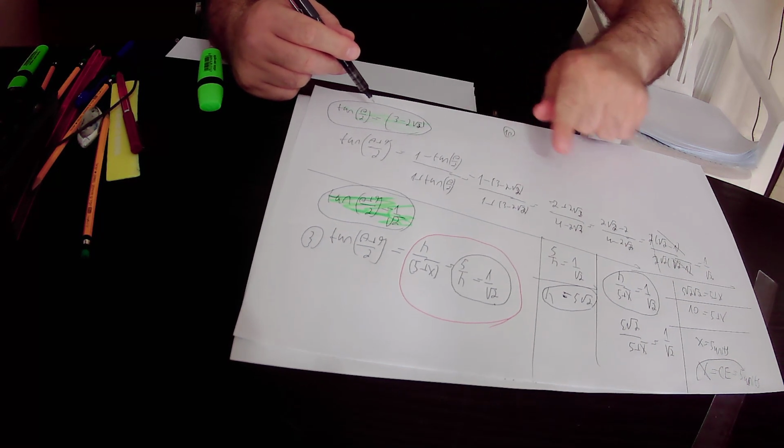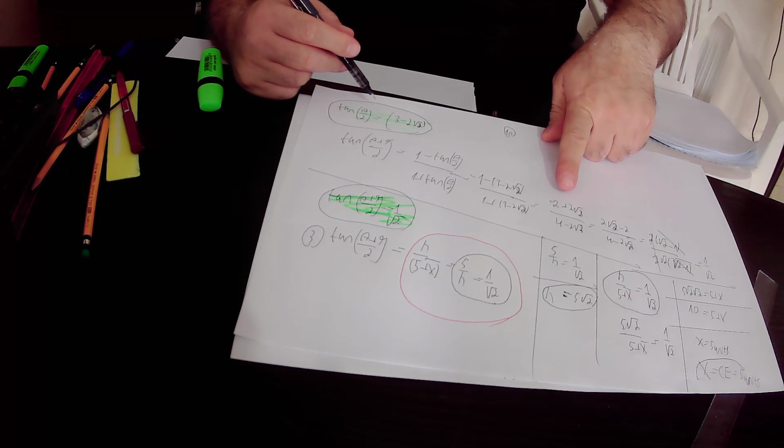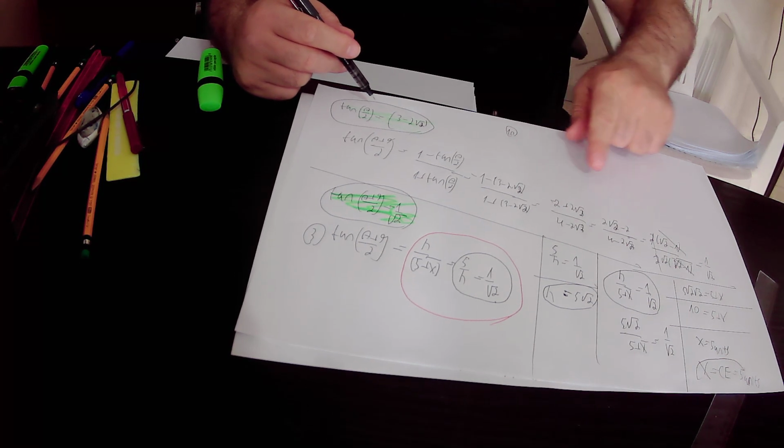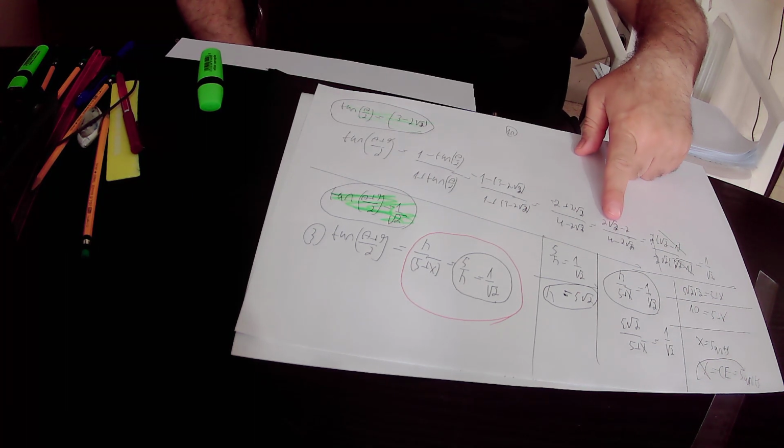Here 1 minus 3 is minus 2. So in the numerator we have minus 2 plus 2 times root of 2. In the denominator we have 1 plus 3 is 4, so it is 4 minus 2 times root of 2. So in the numerator we have here 2 times root of 2 minus 2, and in the denominator we have 4 minus 2 times root of 2.